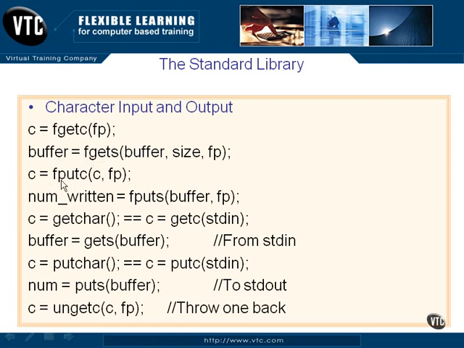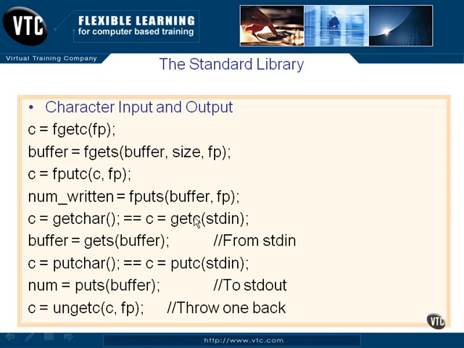fputc does a file put character. It returns the character that it writes. We give it the character to write and the file pointer to put the character to. fputs takes a string buffer, writes it out to a file pointer, and returns an integer of how many characters it wrote. c = getchar() with no parameters is exactly the same as c = getc from the standard in. These two are identical.